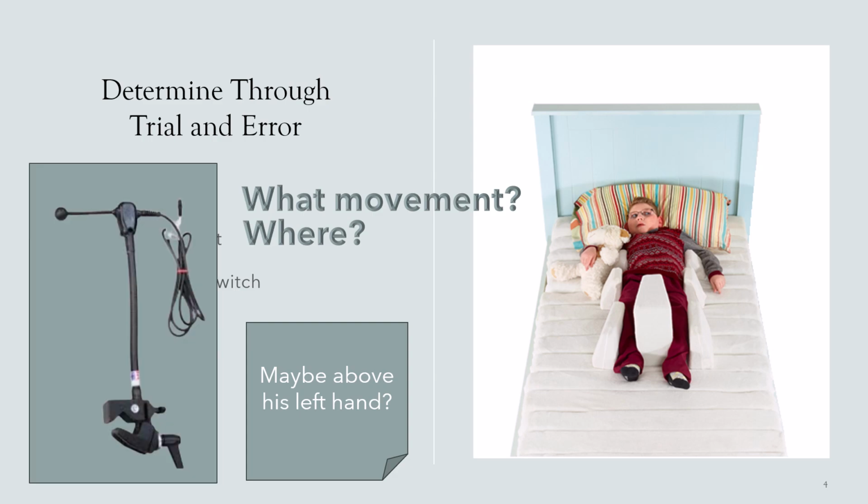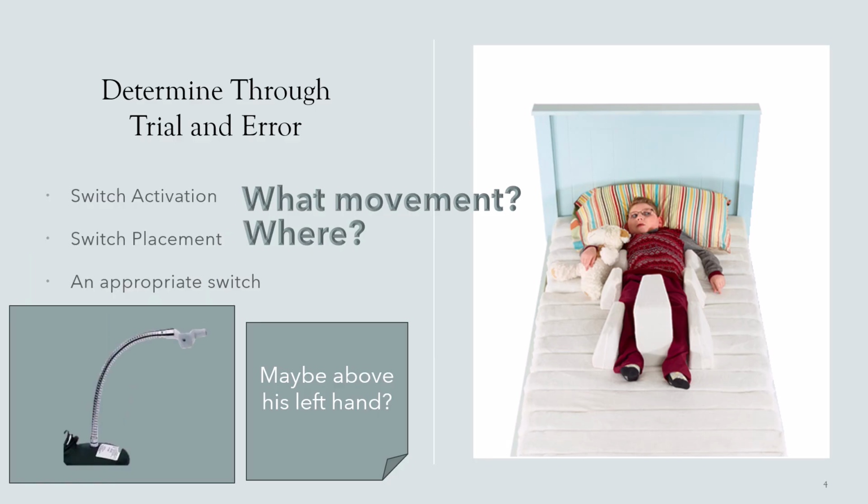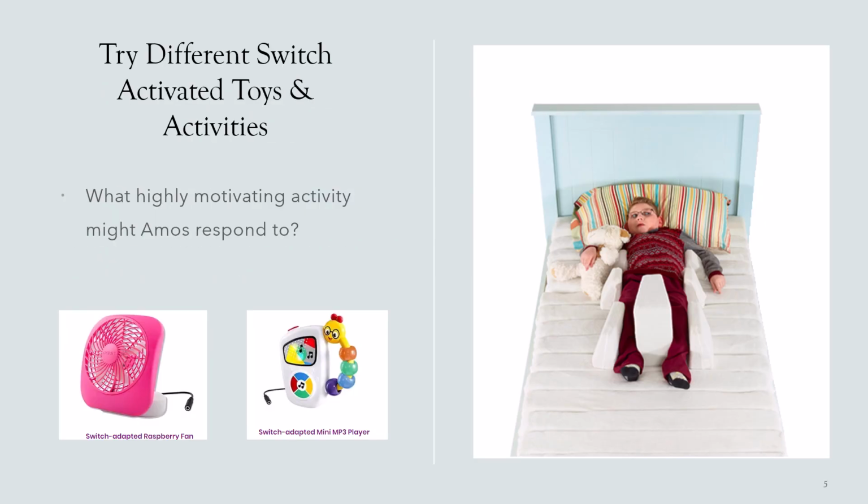Here's an example of a gooseneck mount with a wobble switch attached. You can mount it to the bed rails and adjust the mount to place it in the right position. And here's an example of another gooseneck mount that you can attach a different kind of switch to. Then, knowing your student, choose some switch toys or activities you think he might like. Try them out. Here's a switch-adapted fan and a switch-adapted mini MP3 player. Amos might like the fan blowing some air on him, or he might like to listen to music. It's all trial and error.